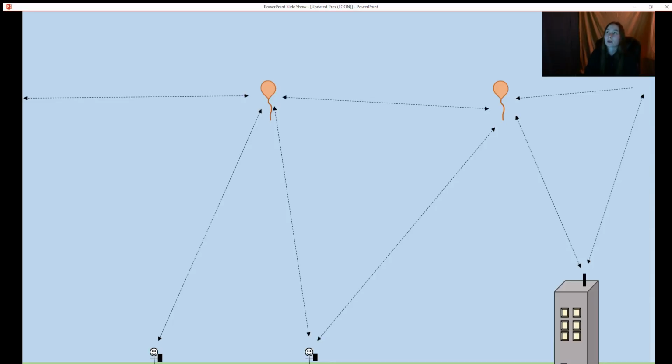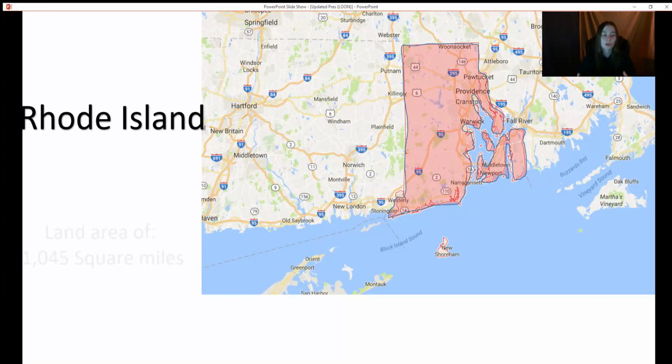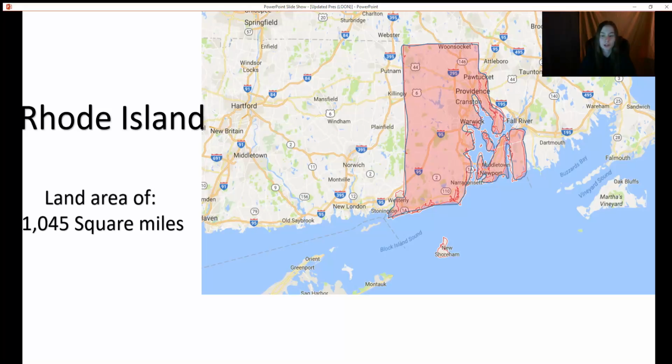Also, a balloon can give service to an area of 50,000 square kilometers, so usually it serves thousands of people. To put that in perspective, we have Rhode Island here. Rhode Island is approximately 1,045 square miles of land area. A balloon covers 50,000 square kilometers, which, if you convert that roughly, is about 1,931 square miles. Therefore, a single balloon could potentially provide service to all of Rhode Island.